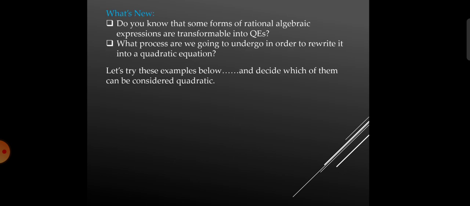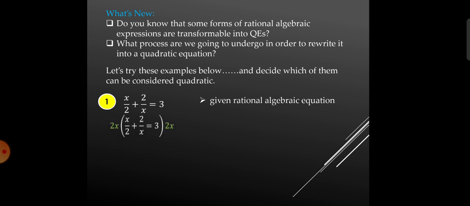So, do you know that some forms of rational algebraic expressions can also be transformed into quadratic equations? What process are we going to undergo in order to rewrite it into a quadratic equation? Just try a few examples below and decide which of them can be considered quadratic. So example number 1 from earlier. The given is x over 2 plus 2 over x equal to 3. That is the given rational algebraic equation.